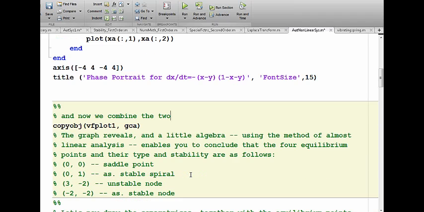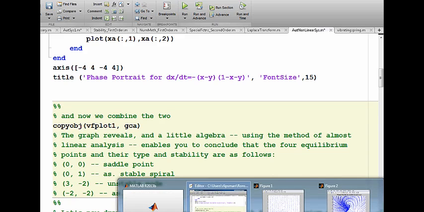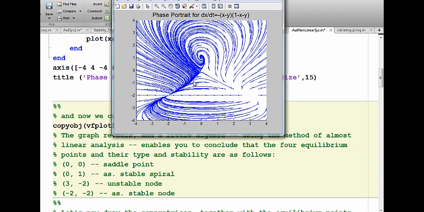So let's take a look. The graph reveals, together with a little algebra, using the method of almost linear analysis, which you've learned, it enables you to conclude that the 4 equilibrium points and their type and stability are as follows. So let's again bring the graph up. (0, 0) is right here. That's the saddle point. (0, 1) is the asymptotically stable spiral point. (3, -2) is over here, the unstable node. And (-2, 2) is over there, the asymptotically stable node.